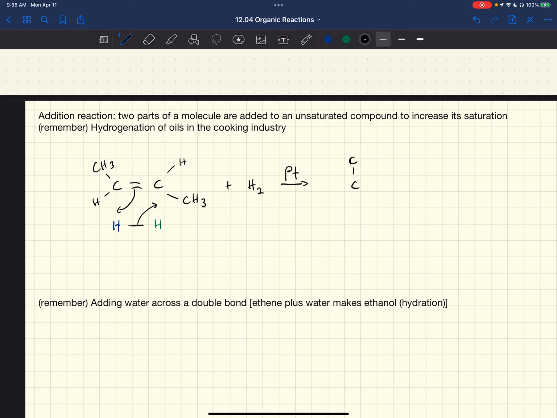So we get, so I have my blue hydrogen attached, my other hydrogen attached. Okay, so this is addition. So we're going to add an addition reaction. We're going to add 2 parts of a molecule across a double bond. Okay, so both parts of the thing go into the molecule.